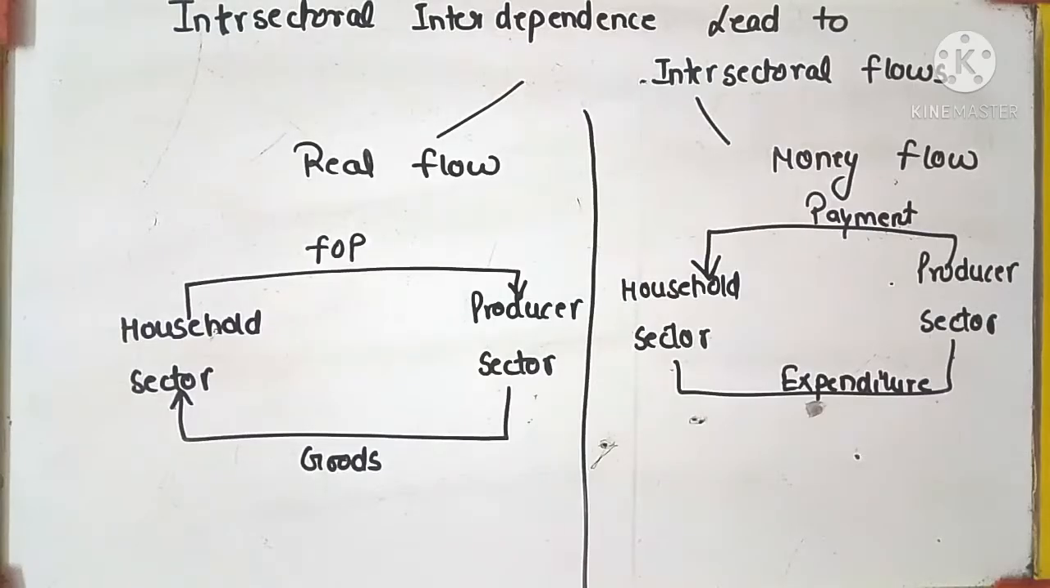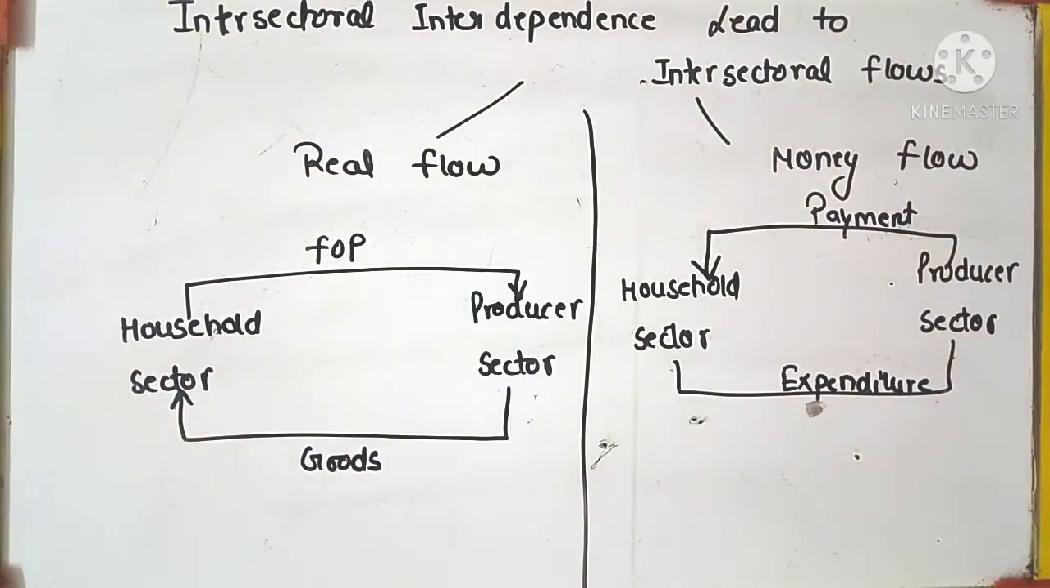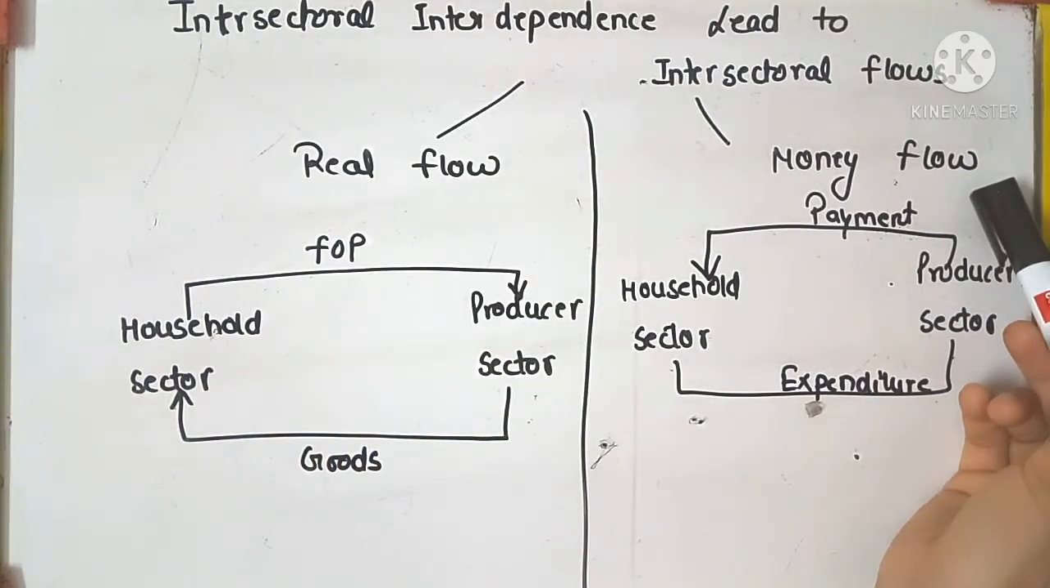So in this case, these three sectors are interdependent in the case of goods and services also. This intersectoral interdependence leads to intersectoral flow, meaning these three sectors are going to exchange each and everything with each other, so the flow is there. But this flow is not of one type. There are two types of flow. One we call real flow, the second one is money flow.